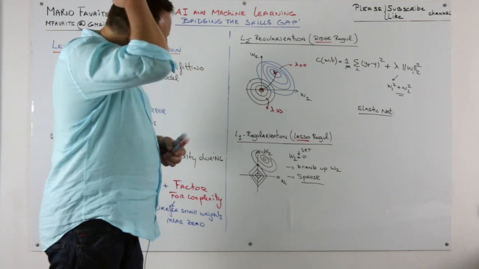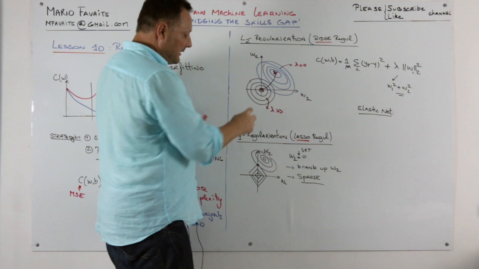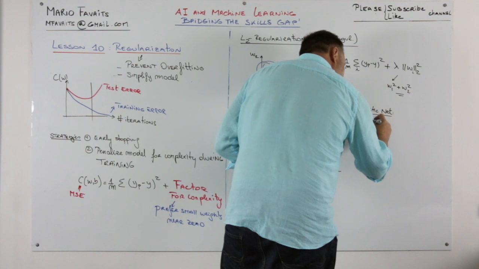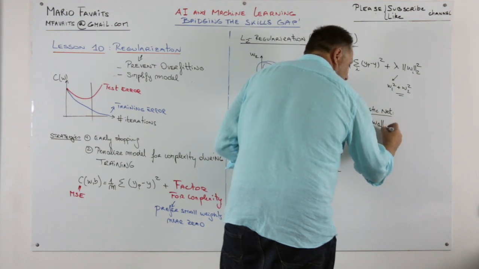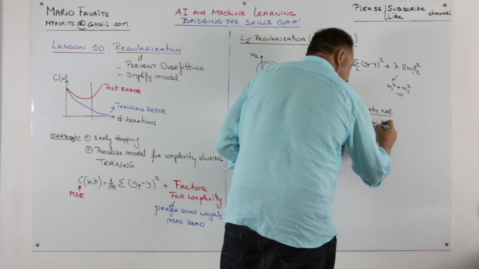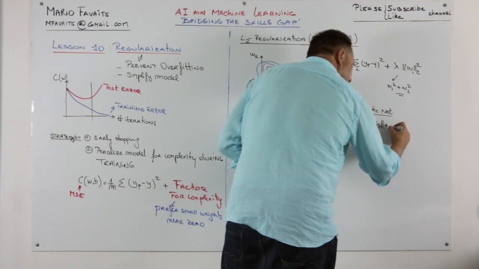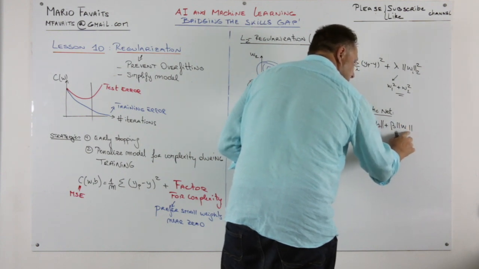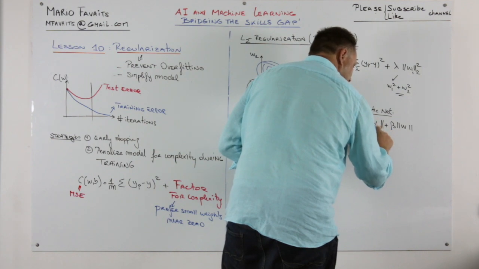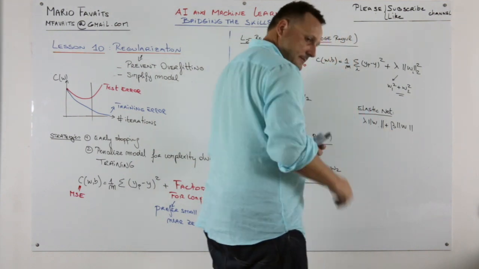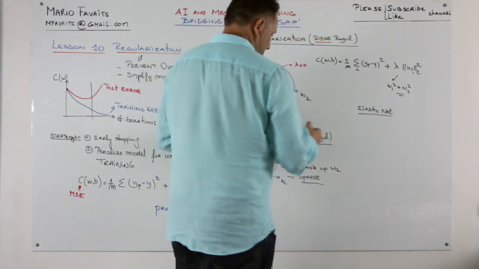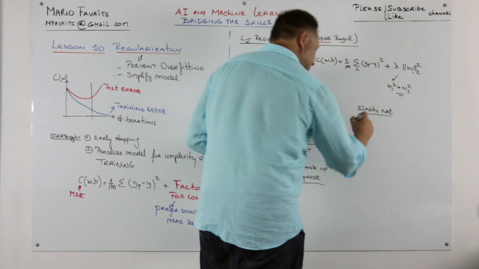So there is a combination between L2 and L1. It's called the elastic net. So you have lambda W1 plus beta W2. You can combine these. It's called the elastic net.